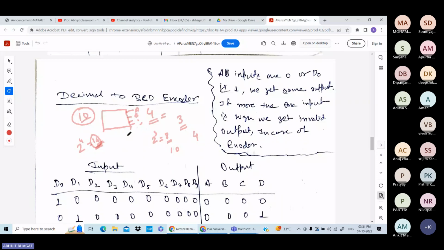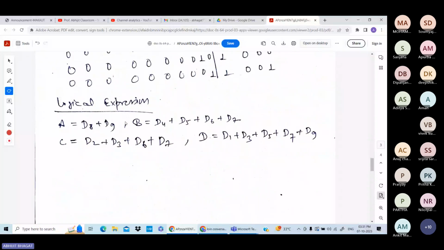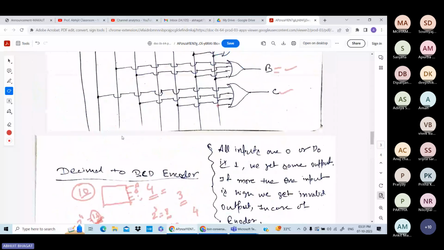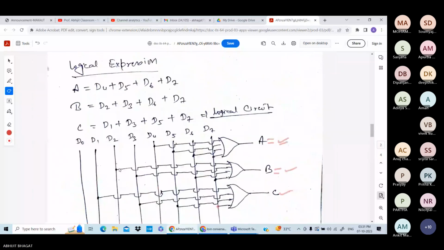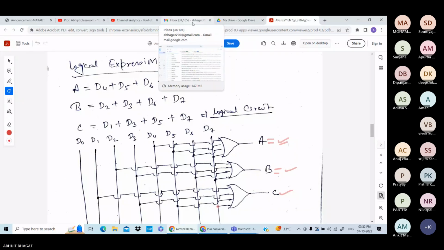So first you draw the block diagram, then input output, truth table, then logical expression, then circuit diagram. Chalo. All of you try to do this. I will give you 5 minutes. By the same logic I already discussed, all of you try to do this and submit in chat box.